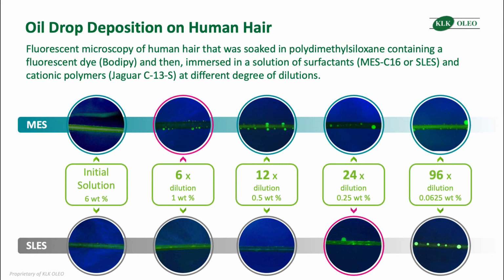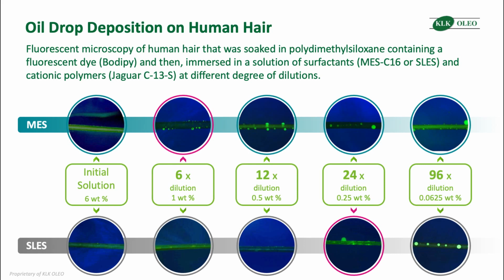At high concentrations of MES and SLES, no oil drop deposition was observed on the hair fibers. At 6 times dilution, some oil drop deposition was observed for the MES solution. However, for SLES, no deposition was observed at 6 or 12 times dilution. At 24 times dilution, a small amount of deposition was observed. The amount of deposition increased notably at 96 times dilution.